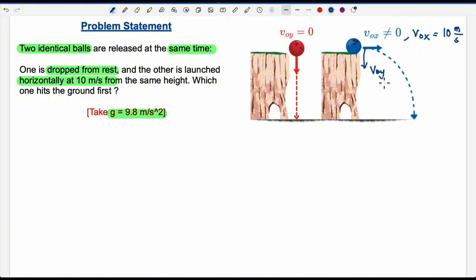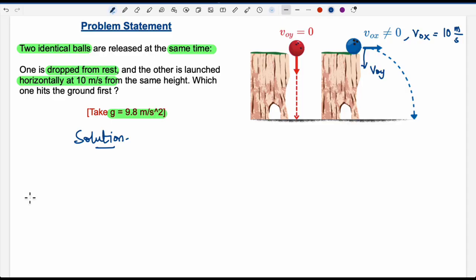Based on these two conditions on each of these balls, we are going to find which one hits the ground first, basing our argument on the fact that they are both released at the same time and also from the same height. To solve this problem, I'll first look at the analysis of each of these cases. And then we are going to look at the key concepts that can guide us into solving this problem.